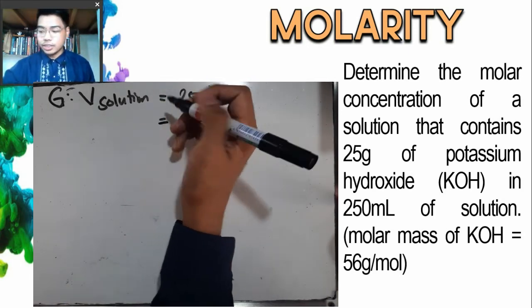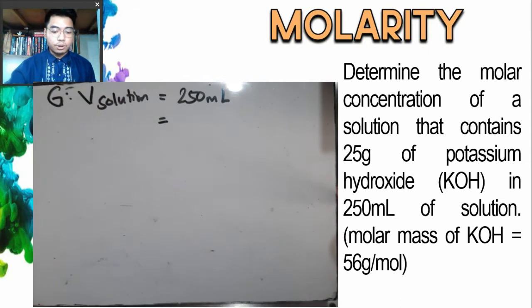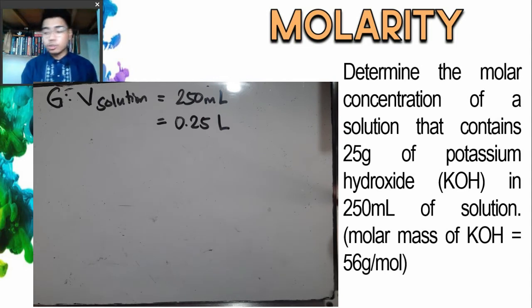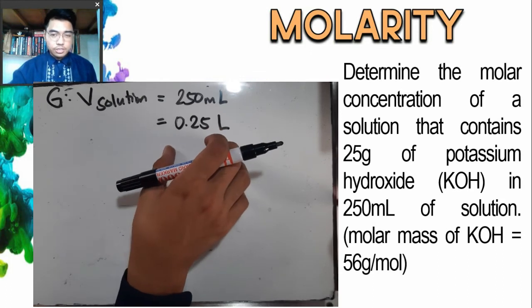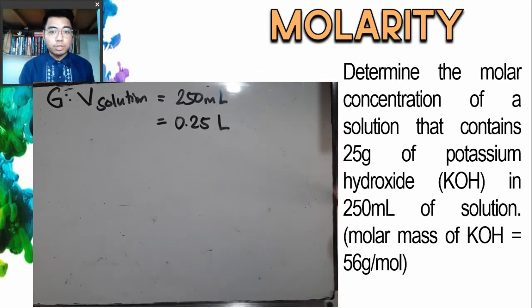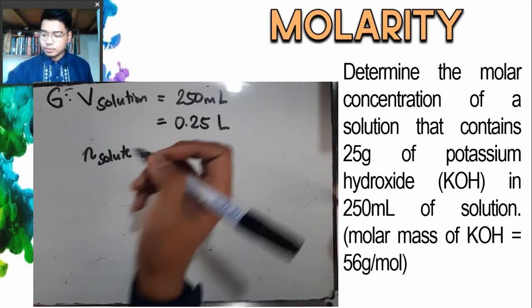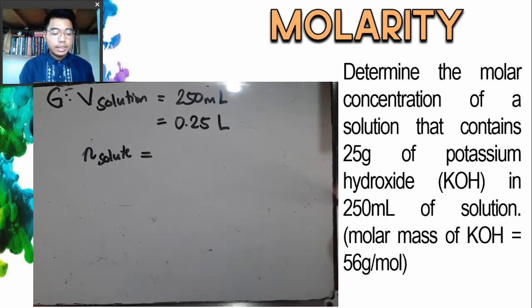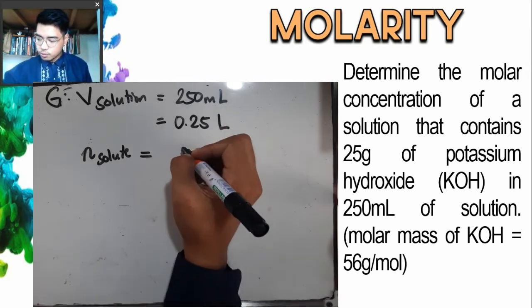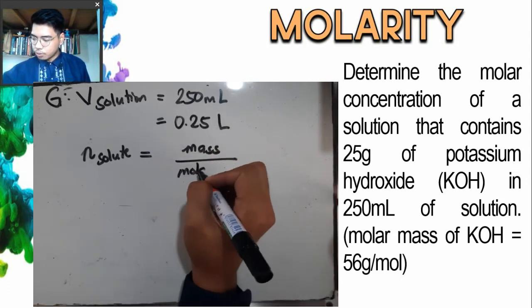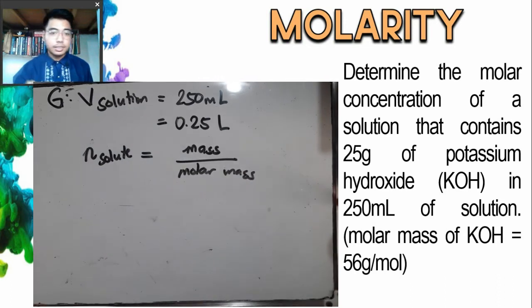Okay, so we are going to convert this from 250 ml. We are now going to have 0.25 liters. Okay, if you convert 250 ml to liters, you will arrive at 0.25 liters. The next thing that we are looking for is the moles of solute. For us to get the moles of solute, what should we do? So once again, the formula that we are going to use for this part is mass over molar mass. Okay?